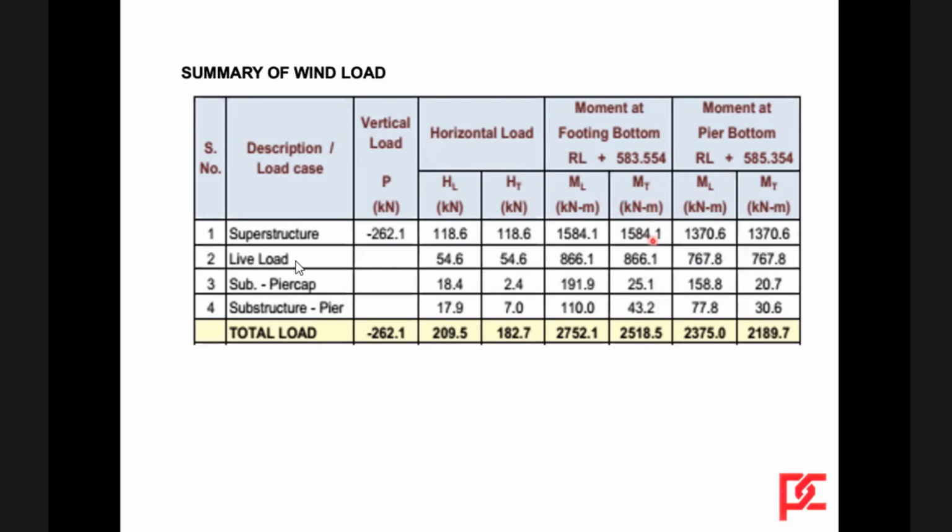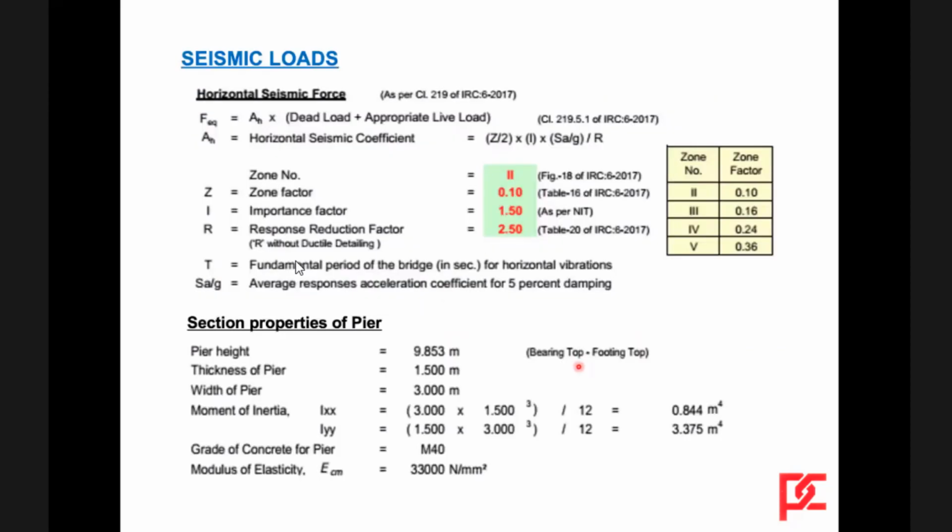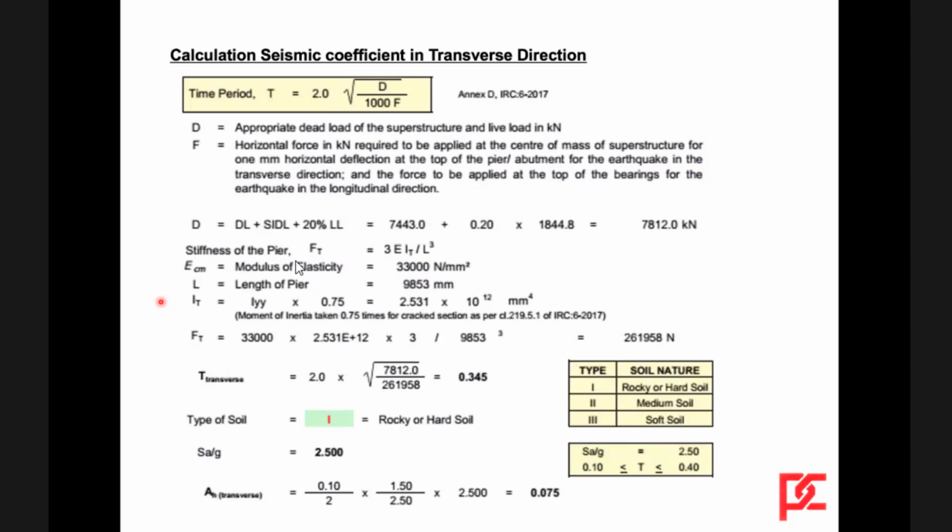From the wind, you get the transverse moments, but 25% of that is taken as a longitudinal moment, as given in IRC 6. With this, all the loads and bending moments are calculated. Similarly, seismic loads are also calculated. This is zone 2, with appropriate factors. The seismic coefficient method was used because this is only zone 2. We did not go for any elaborate seismic analysis.